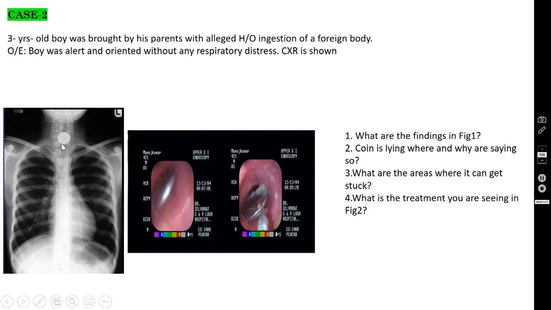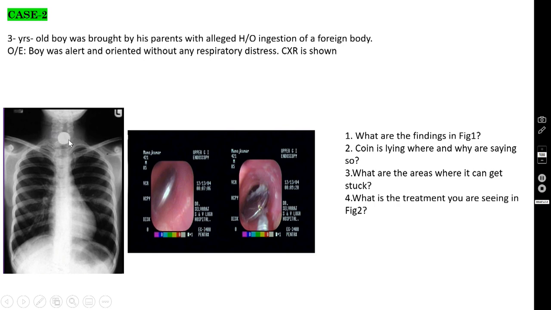If it is in the trachea, you cannot see the flat surface because trachea is an anterior-posterior slit because of the presence of C-shaped tracheal rings. So you can see only the oblique view of the coin and not the flat surface. If you are seeing the flat surface, that means the coin is in the esophagus. Besides that, if it is lying in the trachea, the patient will also have some sort of respiratory distress. That is also not there in this patient.